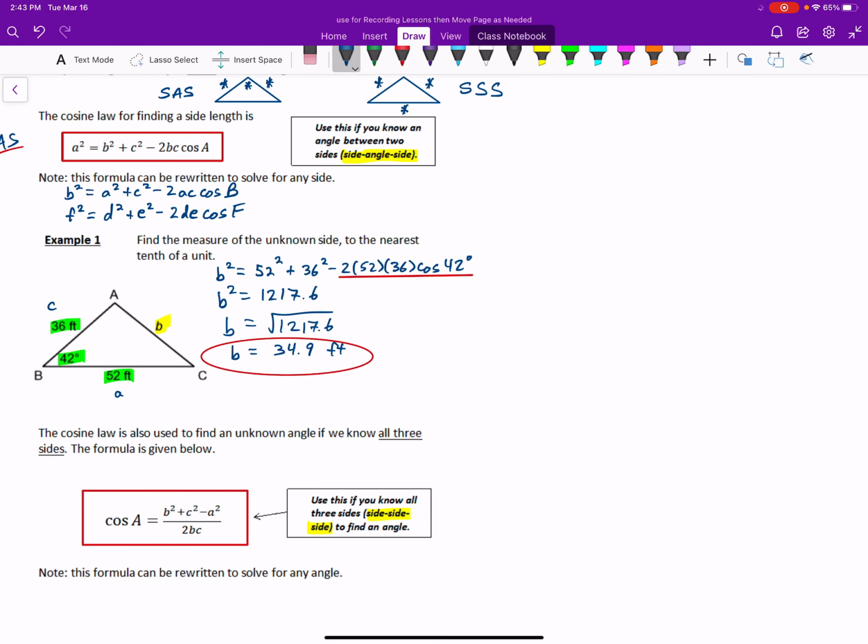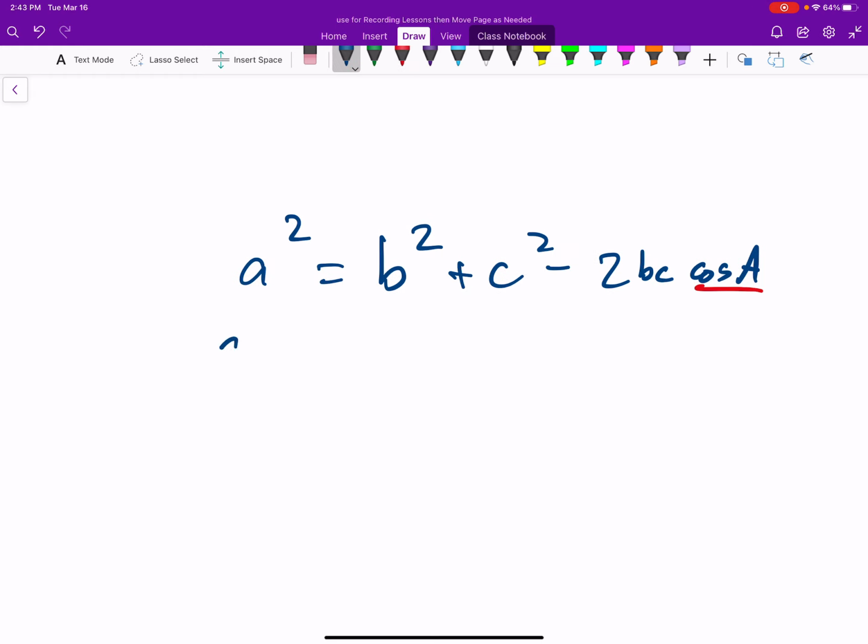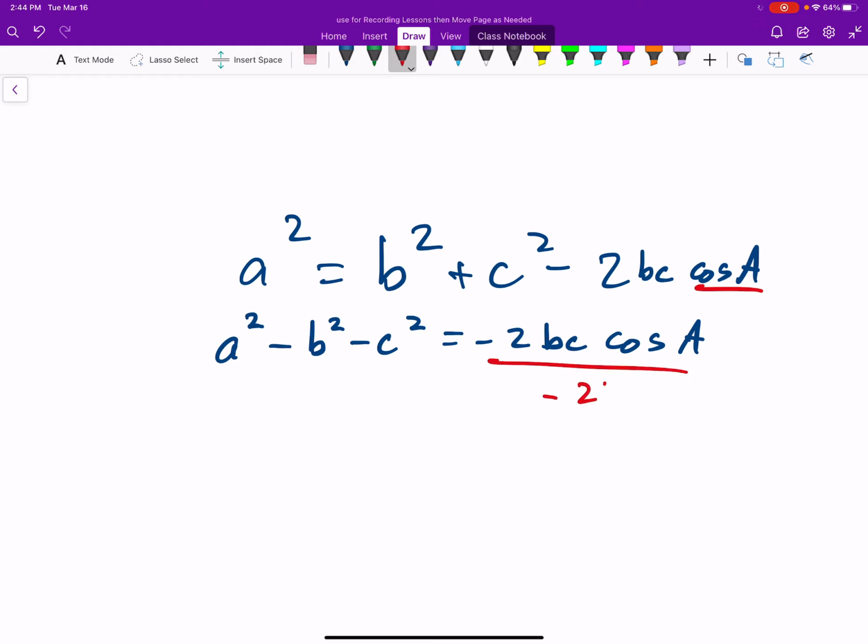If I were to take the top of the page version, a squared equals b squared plus c squared minus 2bc cos A, and try to isolate cos A, I can do that. I could subtract b squared and c squared from each side, and I end up with a squared minus b squared minus c squared equals negative 2bc cos A. And then I could divide each side by negative 2bc.